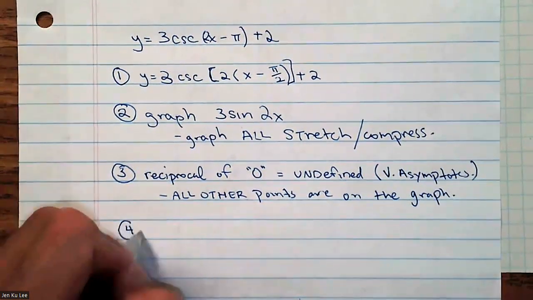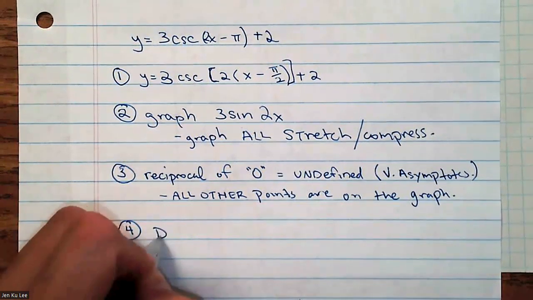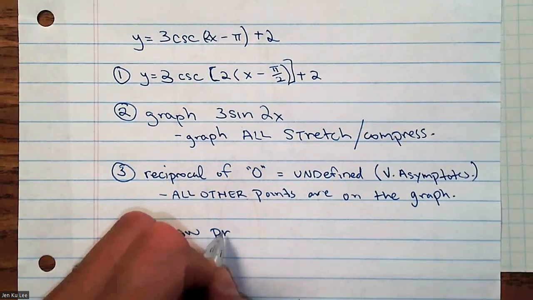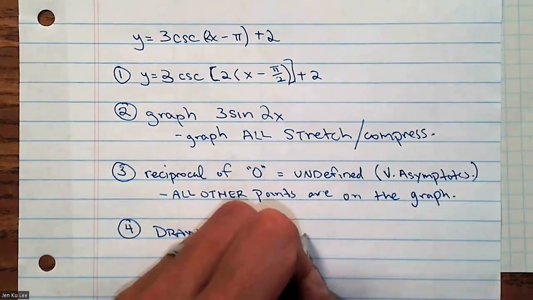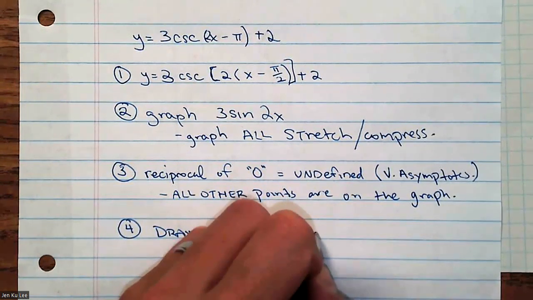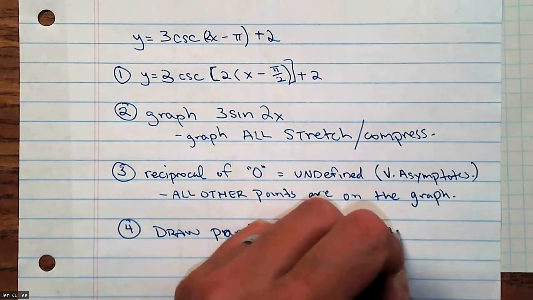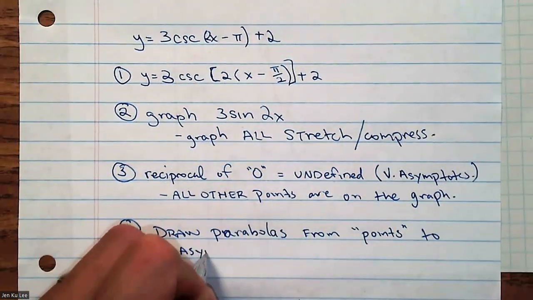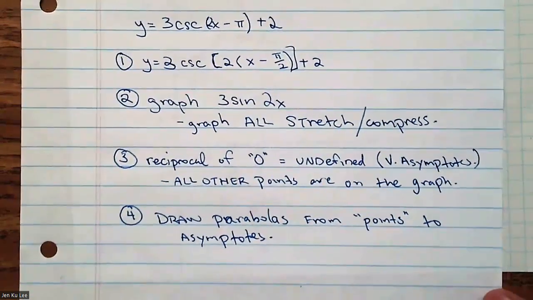And then the fourth step will just be to draw parabolas from the points to asymptotes.